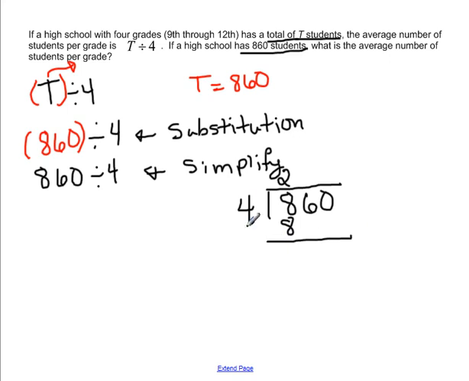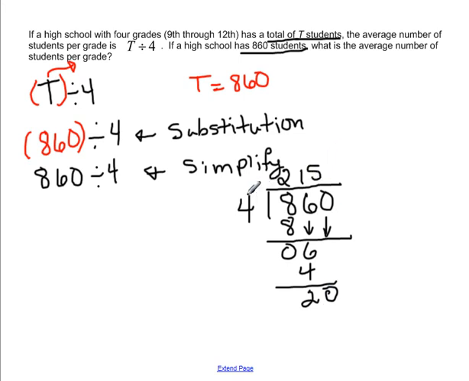And 2 times 4 is 8. So we do the subtraction. That comes out to be 0. And then we bring down the next digit, which is 6. 4 goes into 6 once. 4 times 1 is 4. And when we do the subtraction, we have a 2. And then we bring down the next digit, which is 0. And 4 goes into 20 5 times.